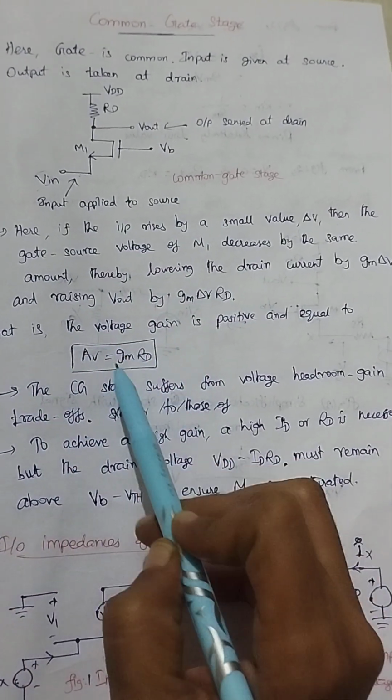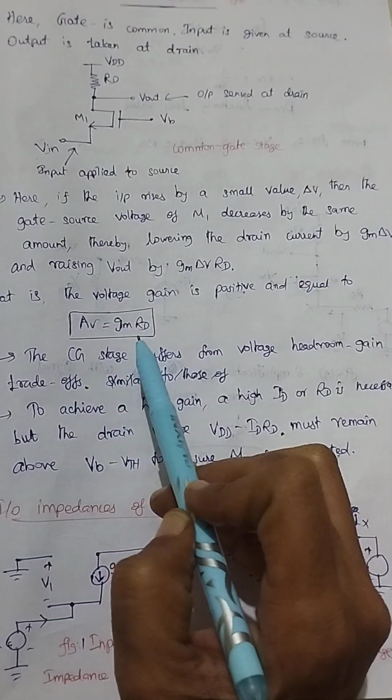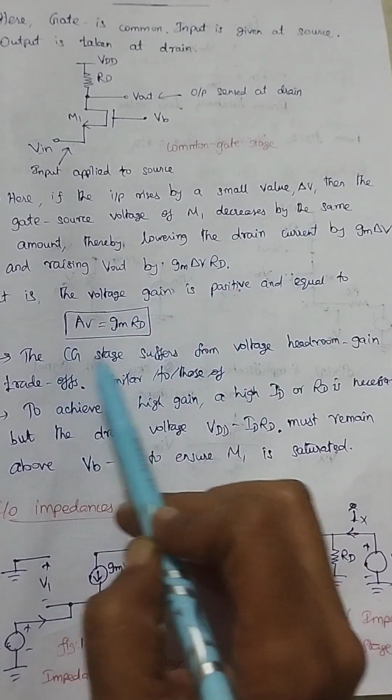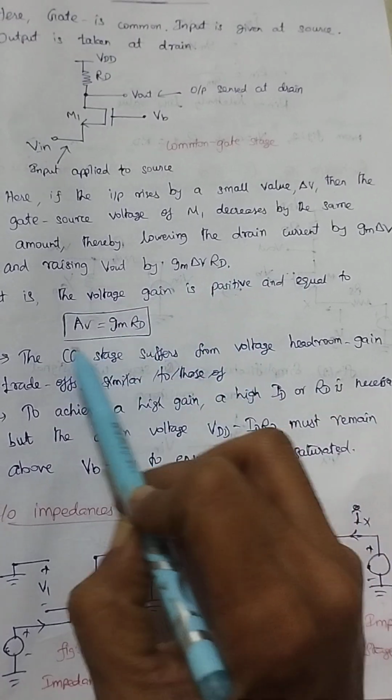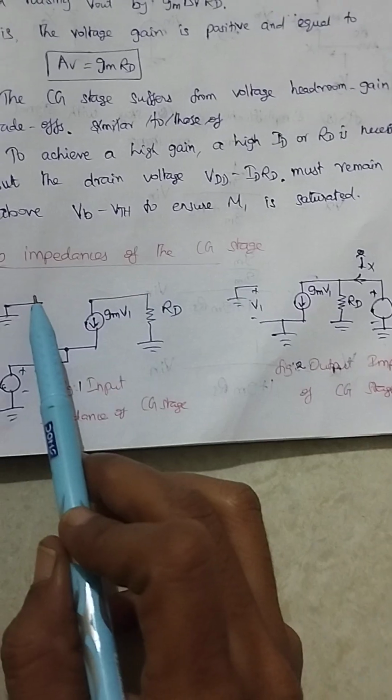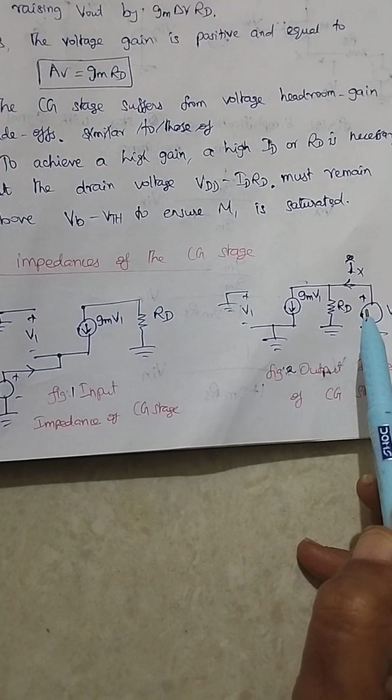Next, what is your voltage gain? V out by V in. If you are substituting V out as GM del V RD and V in equal to del V, what will happen? Your gain will become GM into RD. This is your gain.